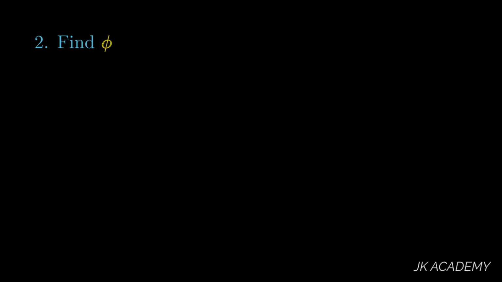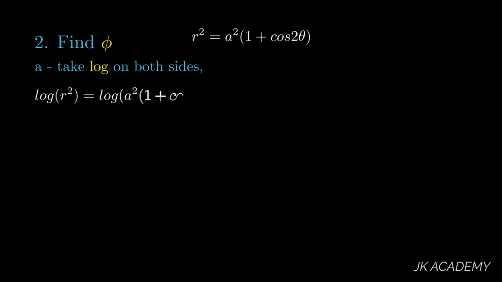Let's move to step number 2, that is find φ. The question is r² = a²(1 + cos 2θ). To understand step number 2, you can watch our video number 4. It has substeps. Substep A is to take log on both sides. So we can write log r² = log(a²(1 + cos 2θ)). Log aⁿ is n log a, so log r² can be written as 2 log r. Log(a·b) is log a + log b, so we can write log a² + log(1 + cos 2θ).